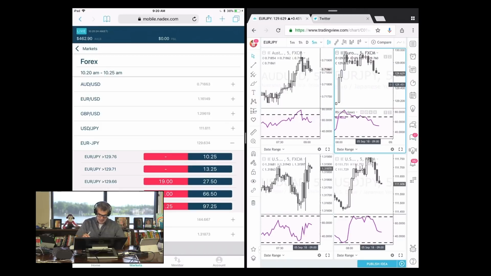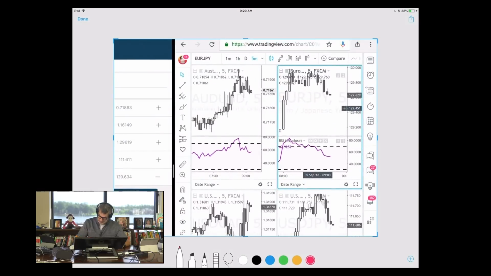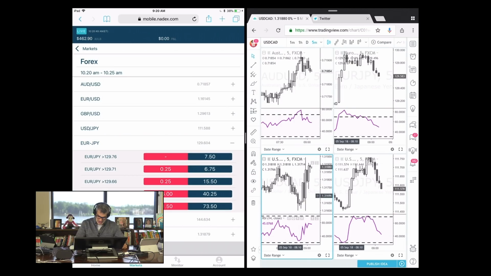Here's what I'm looking for. So we're going to look at exactly the kind of thing that I want to see. I want to see overbought or oversold on the RSI. I really love to see a straight line of candles moving in one direction. I don't like any of this business where we're just back and forth. That doesn't help me at all. Like this US dollar Canadian business, that is just not helpful at all. So I was going to go short on the euro yen, but now it doesn't appear that that's going to be useful at all.